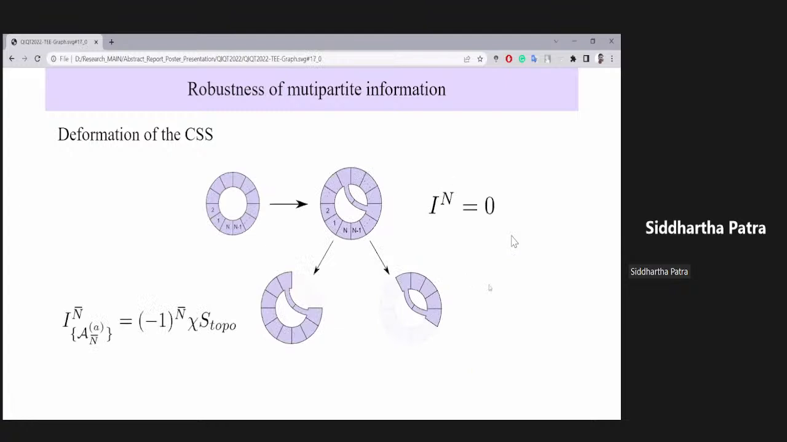Another important result is that, as we have shown, if you add nearest neighbor handles, there is no change in the multipartite information. But if you put in more than nearest neighbor handles, the multipartite information again trivializes. But in that case, two smaller annular arrangements get created. For such smaller arrangements, you again get non-zero multipartite information.